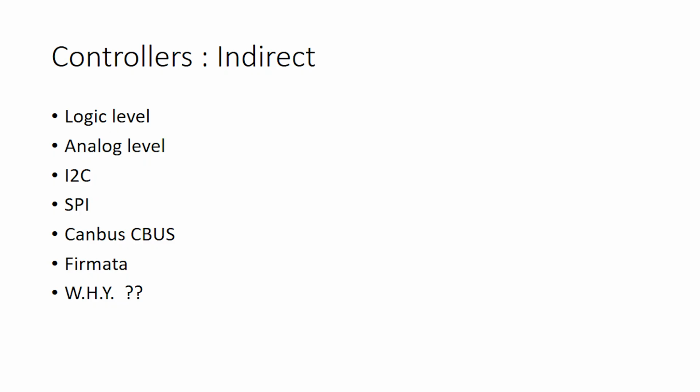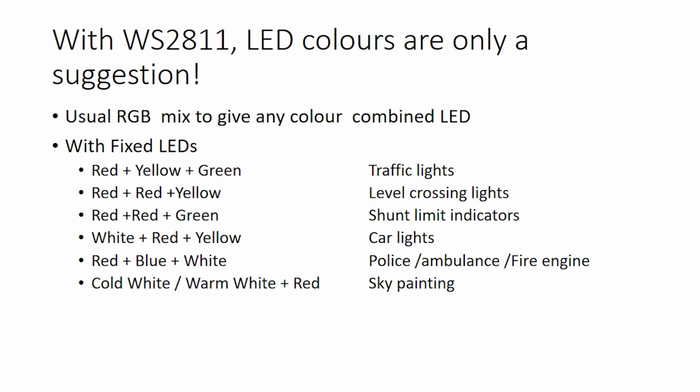Or you could drive them from CAN bus. It only takes one wire to drive the RP2040, and CAN bus will give you, I think it's 16 wires coming off a controller at the minute. SPI, Firmata off a PC, whatever you want to do. If you're using the 2811, you don't have to use red, green and blue. Davey's already pointed out that you can use red plus yellow plus green, and that's a set of traffic lights, red, amber and green. If you use red plus yellow, that's a set of level crossing lights.